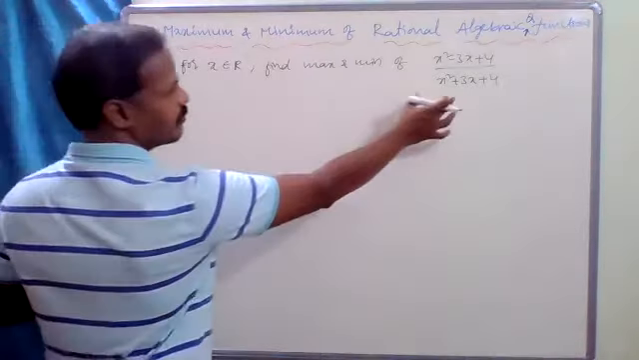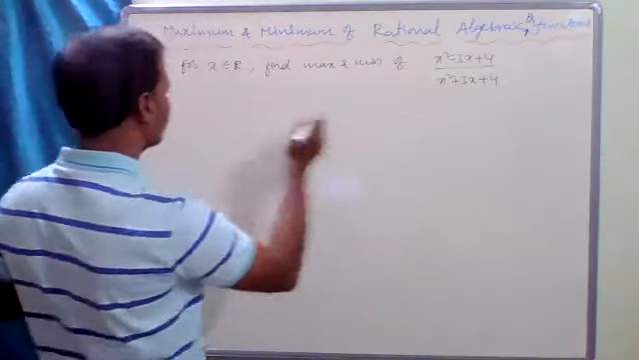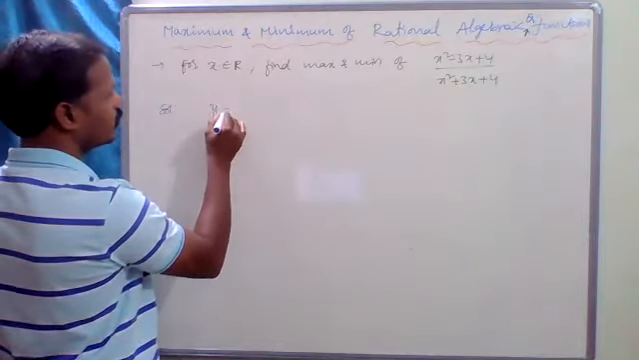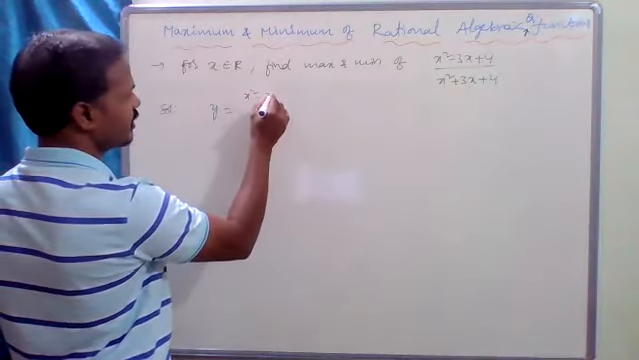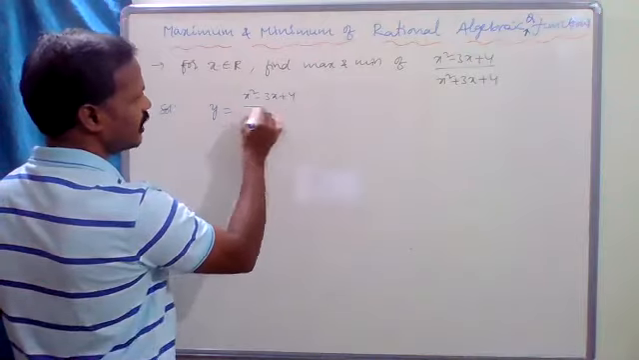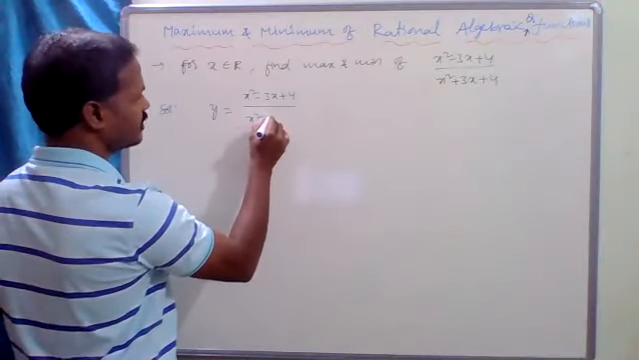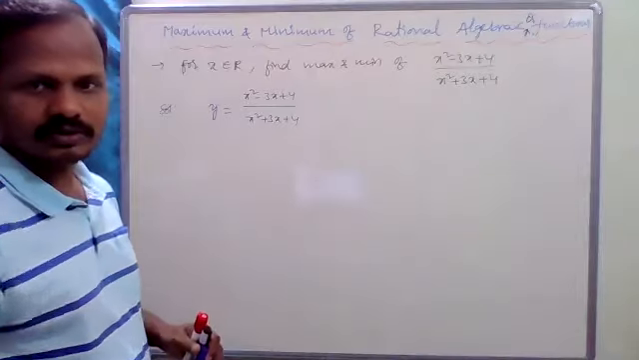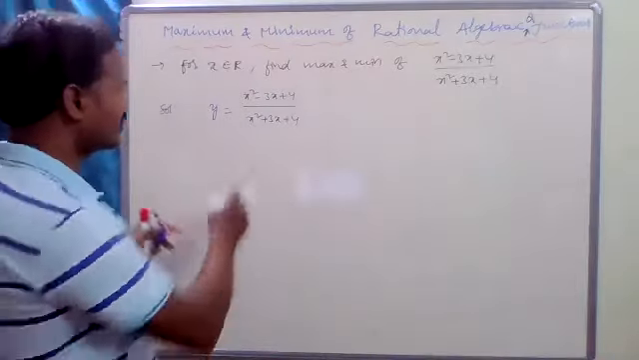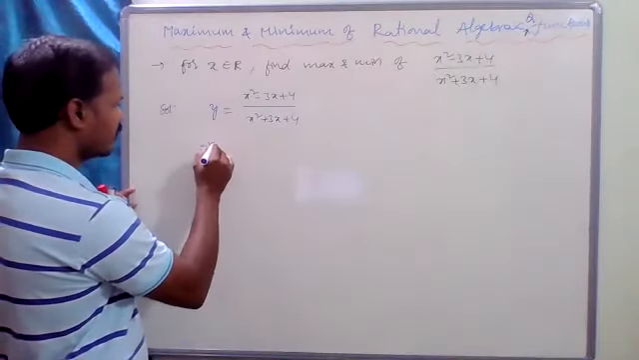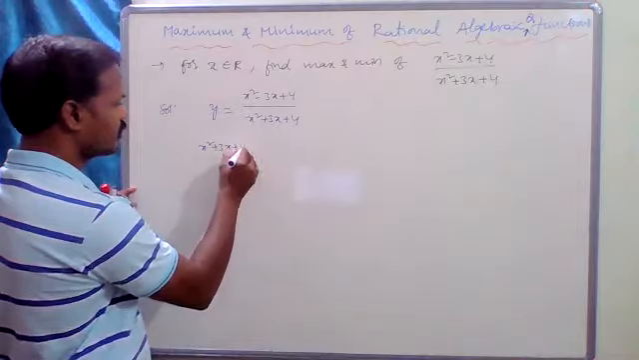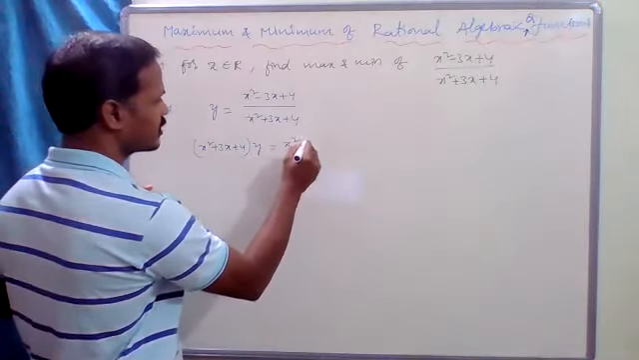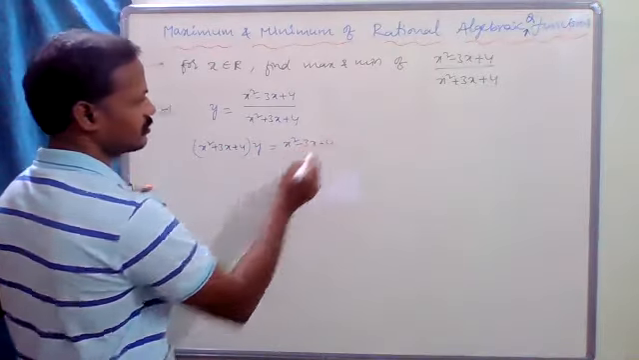So what do I have to do? The step 1 is take it y equal to x square minus 3x plus 4 by x square plus 3x plus 4. So this is the first step. Now what do I have to do? Cross multiply. That means x square plus 3x plus 4 into y equal to x square minus 3x plus 4.